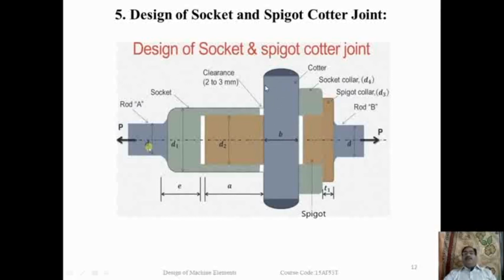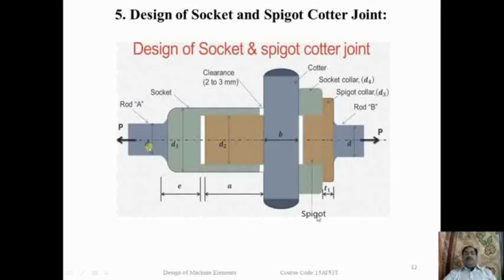Then we have to design the thickness of the cotter. After that we have to design the length of the cotter. After designing the socket, spigot and cotter, we have to keep some clearance here. The clearance is around 2 to 3 mm for removing the cotter easily. So this is the design of the socket and spigot cotter joint.